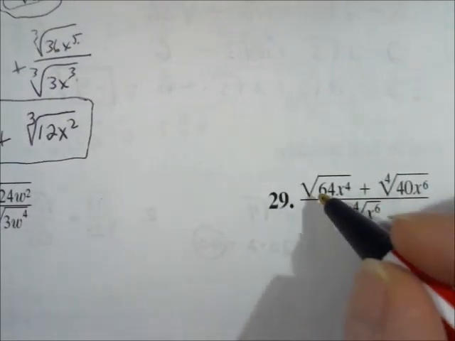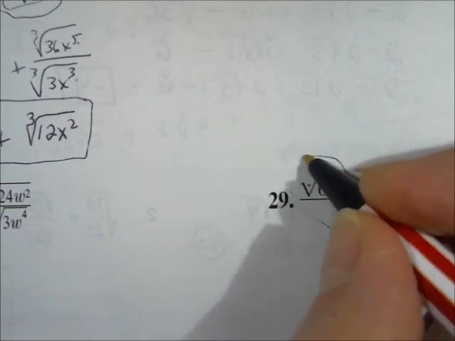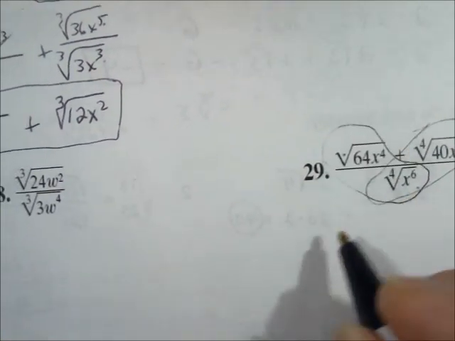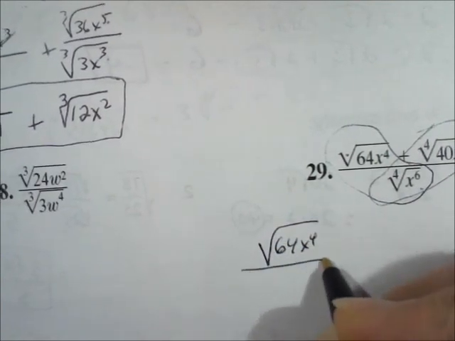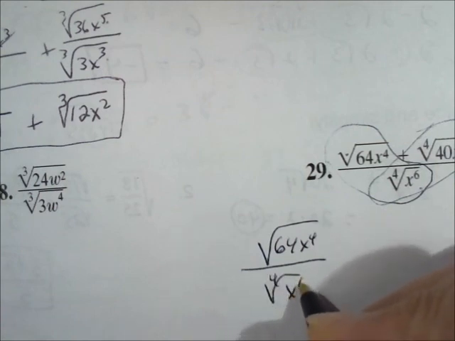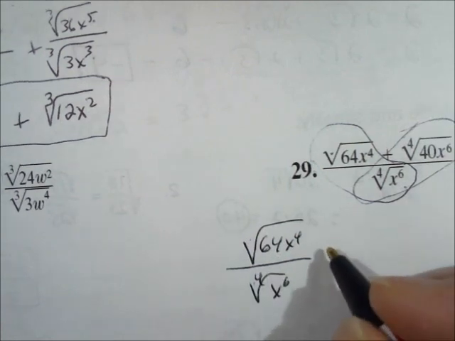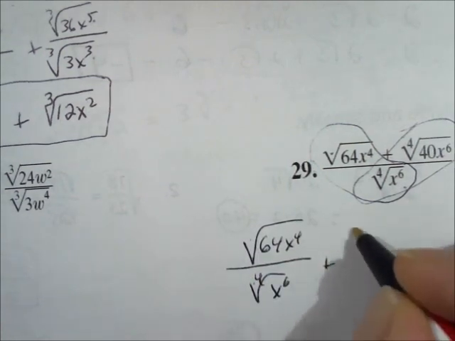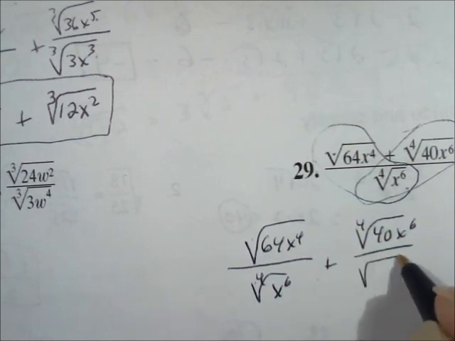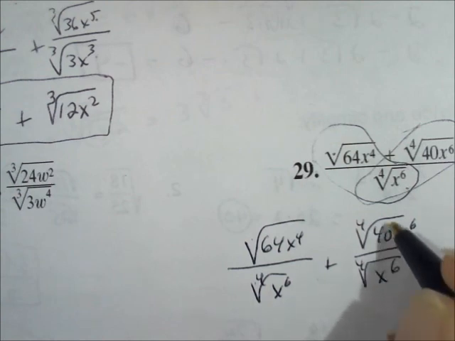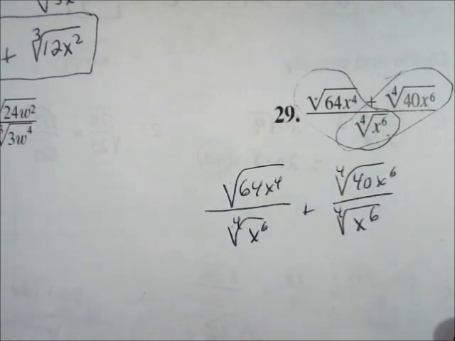And now in this last one, we have a square root on top and a 4th root on the bottom, but we still have to create two fractions out of that. So we have the square root of 64 x to the 4th over the 4th root of x to the 6th. We'll have to treat those separately because this is not the same radical, a square root versus a 4th root.